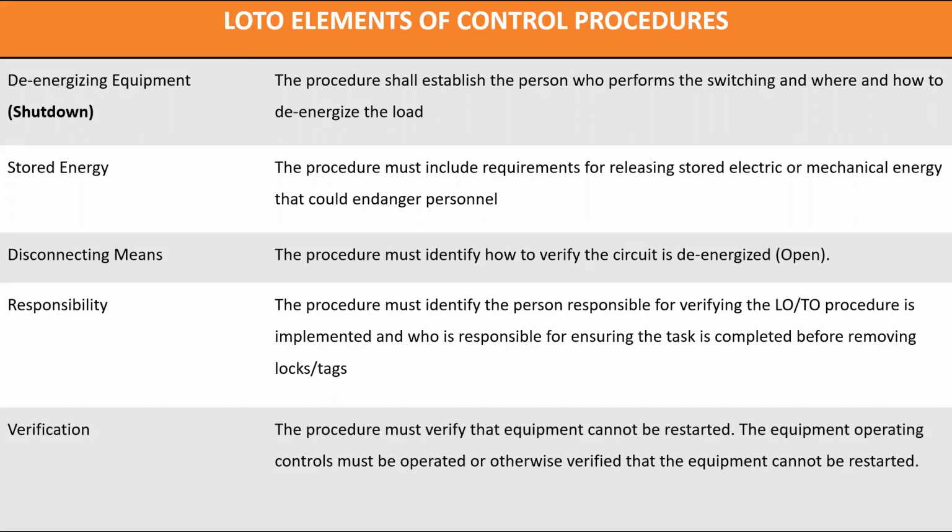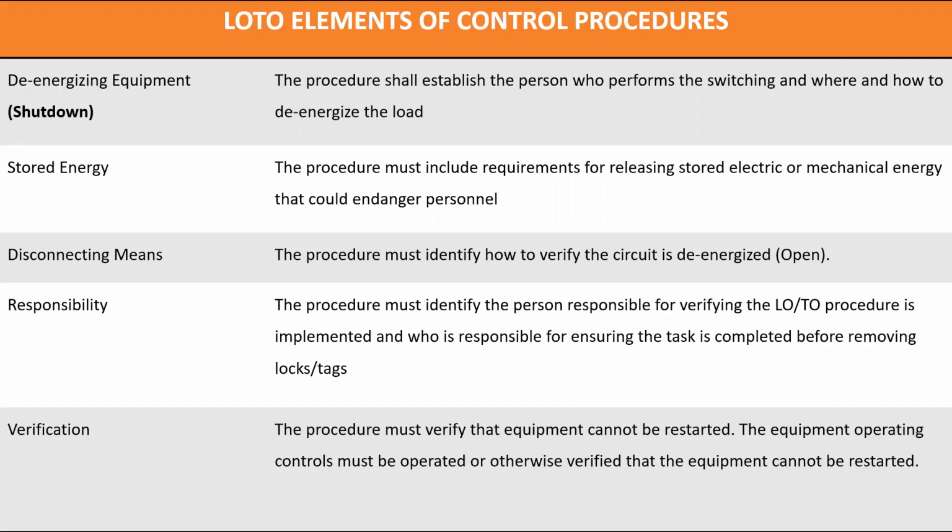Right. So it also talks about the responsibility: the procedure must identify the person responsible for verifying that the lockout and tagout procedure is implemented. In the complex lockout and tagout, this is the responsibility of the person in charge. And for the simple lockout and tagout, this is the responsibility of the individual qualified employees that the lockout and tagout procedure is implemented.